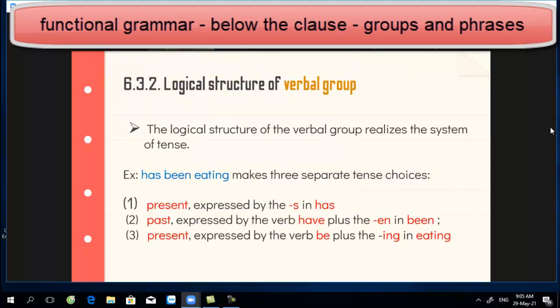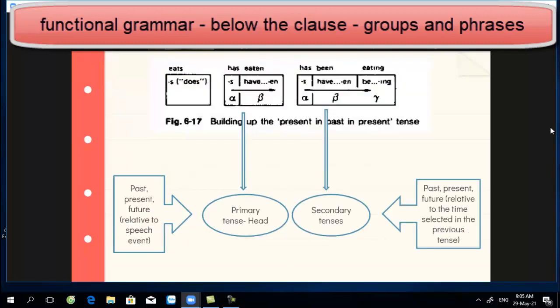Logical structure of the verbal group. The logical structure of the verbal group realizes the system of tense. Again, "has been eating" makes three tense choices. The first one is present, because we have "has", a present with the S singular, third singular form. And past is when the verb have plus en, as in "been". And present is expressed by the verb be plus the ing, for example, "eating".